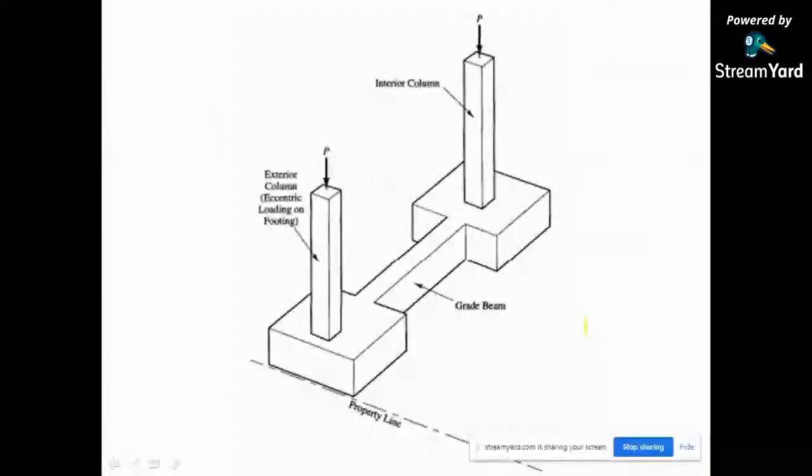This is your strip footing, strip or stack footing. The two columns with footings here having axial loading will be combined with your combined footing.